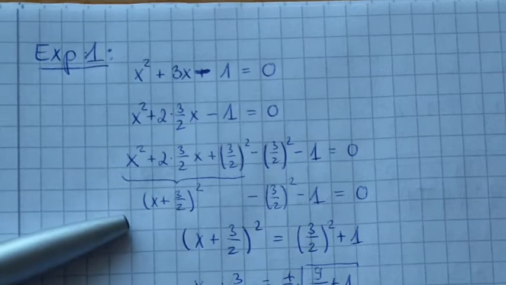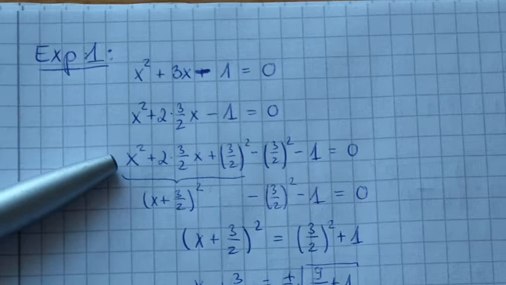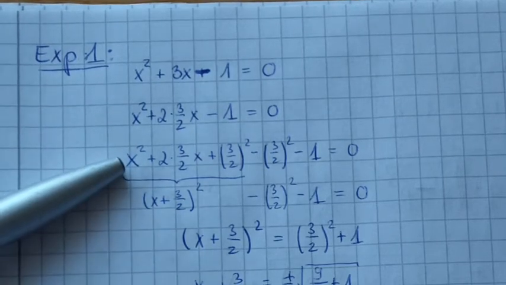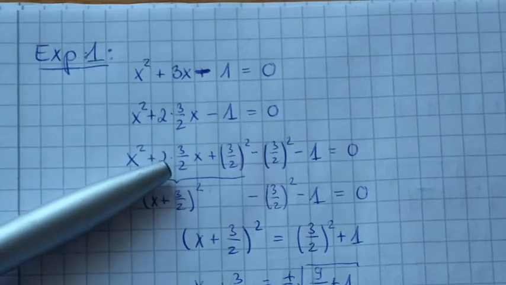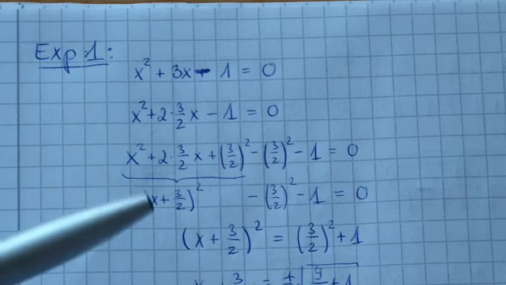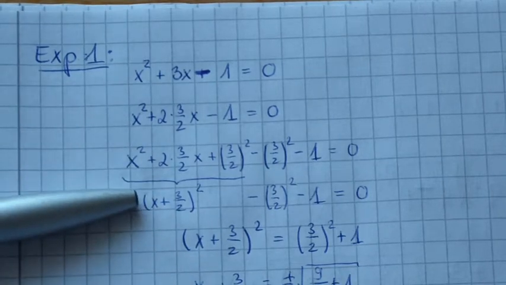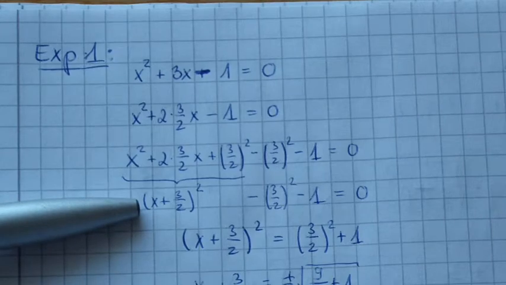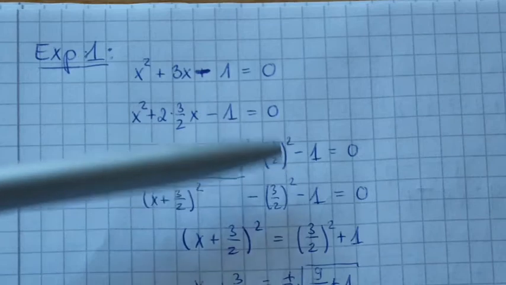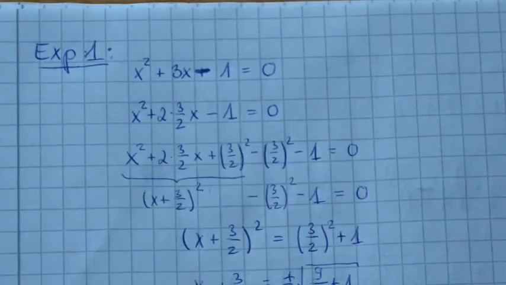Now what I have shown with the curly braces here just says that this part, x squared plus 2 times 3 halves x plus 3 halves squared, is just the binomial formula. Okay, and you can squeeze this into this expression. Very, very easy. Now this side here just stays like it is, equals to 0.